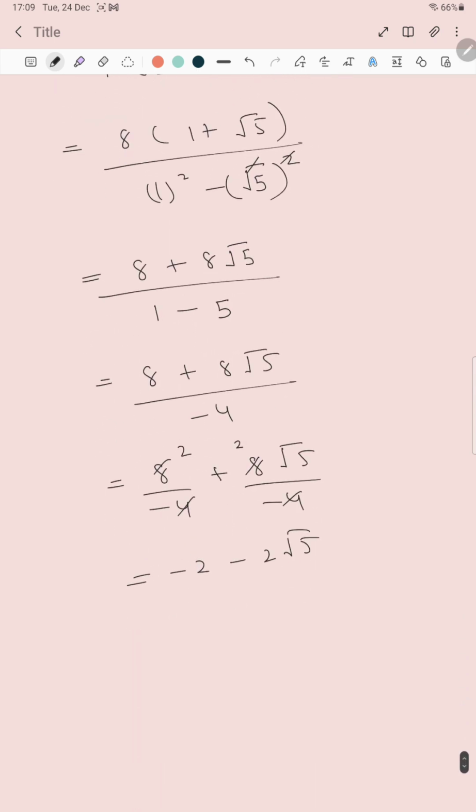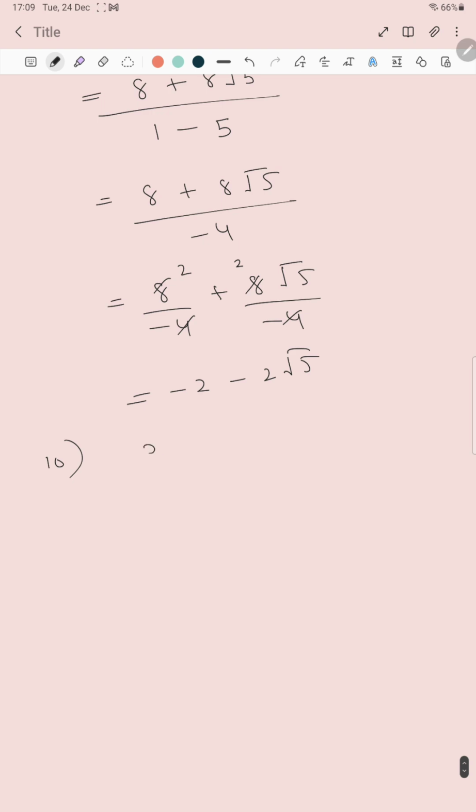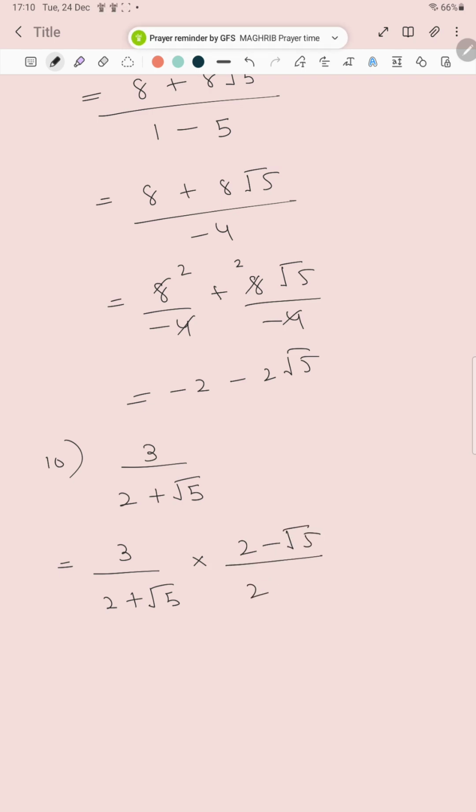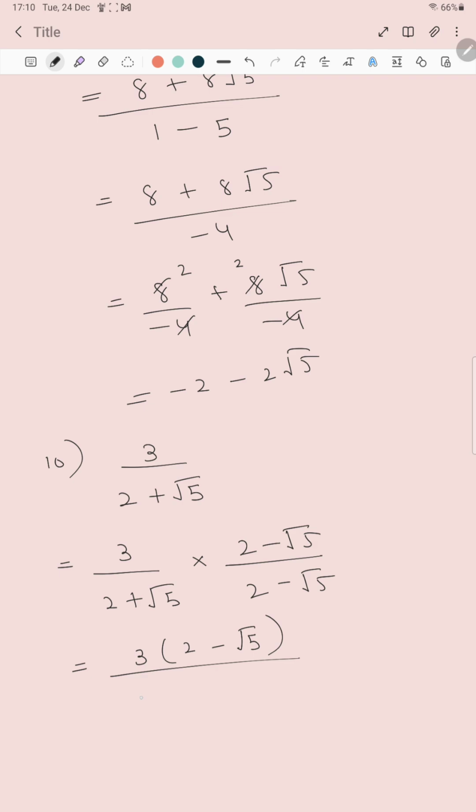Another question we can take from the past papers. 3 over 2 plus square root 5. We have to rationalize the denominator. 3 over 2 plus square root 5 times 2 minus square root 5 over 2 minus square root 5. 3 times 2 minus square root 5. Sorry, minus will come here, and then we can apply the third identity.